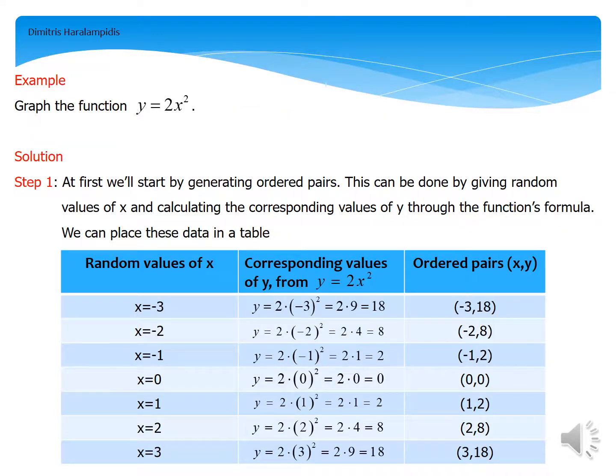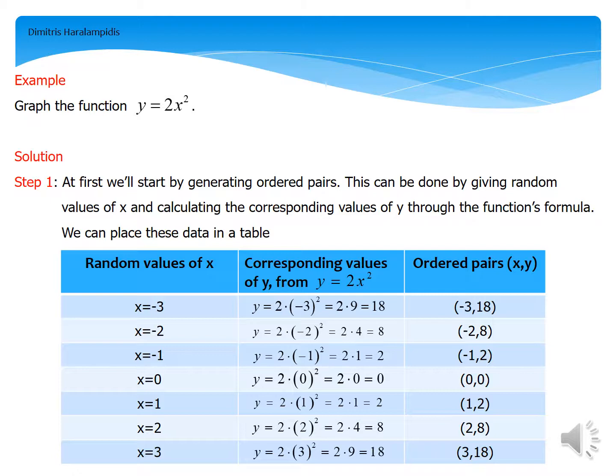Let's see an example. Graph the function y equals 2x squared. We'll graph this function using the steps mentioned before. In the first step, we'll start by generating ordered pairs. This can be done by giving random values of x and calculating the corresponding values of y through the function's formula. We can place this data in a table.